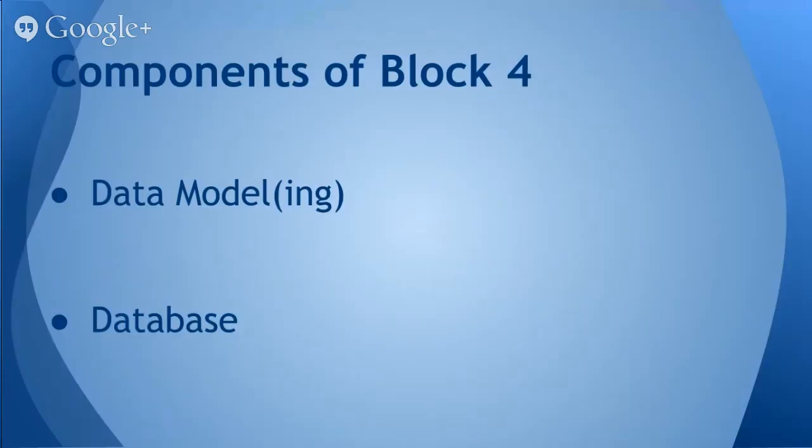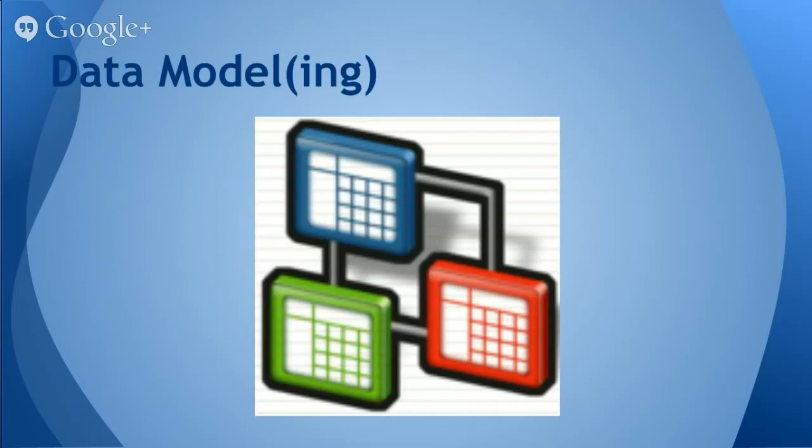The components of Block 4 we will be discussing are data modeling and database. The first part is data modeling. Data modeling is the process of creating a data model by applying formal data model descriptions using data model techniques. A data model is a technique for defining business requirements for a database. It is sometimes called database modeling because a data model is eventually implemented in a database.